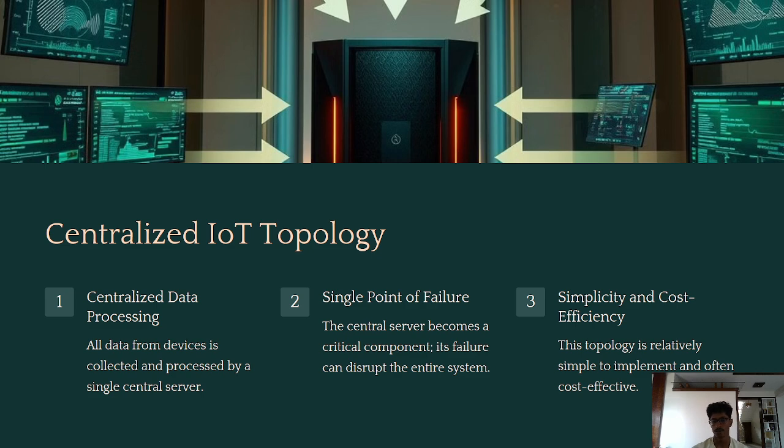And there is a single point of failure, which describes that if there is any breakdown in the central server, it becomes critical and can disrupt the entire system. The central server becomes a critical component, and its failure can disrupt the entire system. But it is more simple and cost efficient compared to your mesh and tree and other topologies. This topology is relatively simple to implement and very cost efficient.